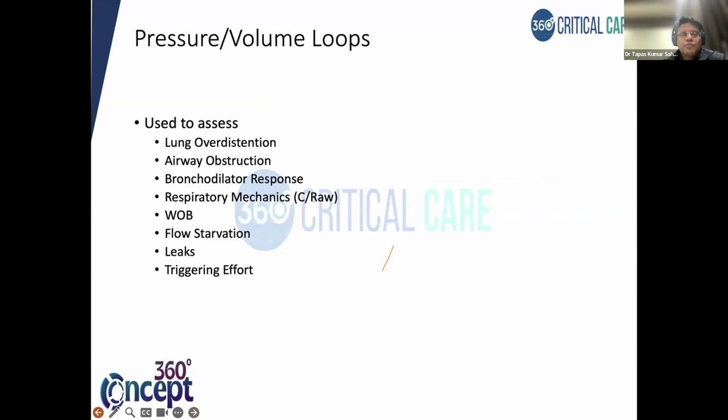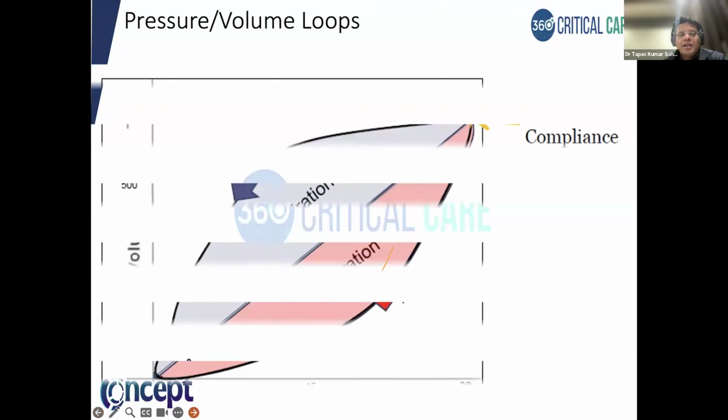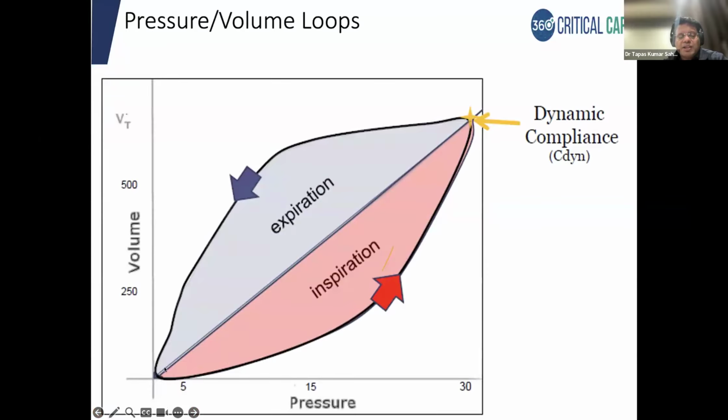Now, what are the utilities of the pressure volume loop? They are used to assess lung overdistension, airway obstruction, bronchodilator response, respiratory mechanics, work of breathing, flow starvation, leaks, and triggering effort. Clear? I have already explained the theory part. Now looking at the picture, this starts from here, the bottom is 5. Here you can see inspiration happening and this patient is getting positive pressure, so it would be counterclockwise or anti-clockwise. If it were a spontaneous breath, then it would go in this direction, clockwise.